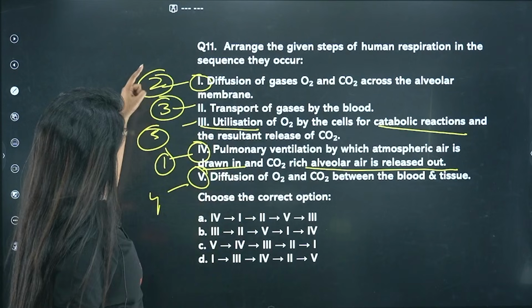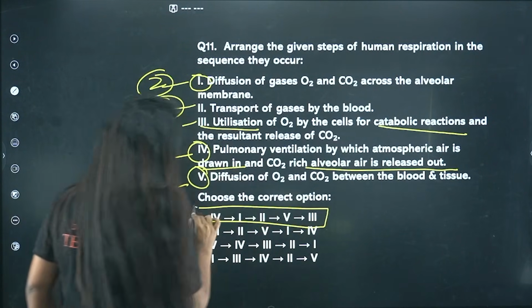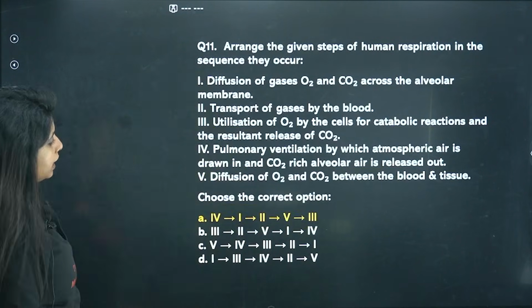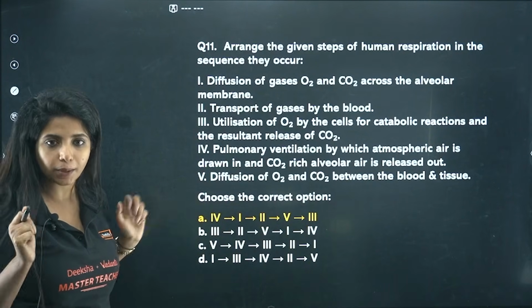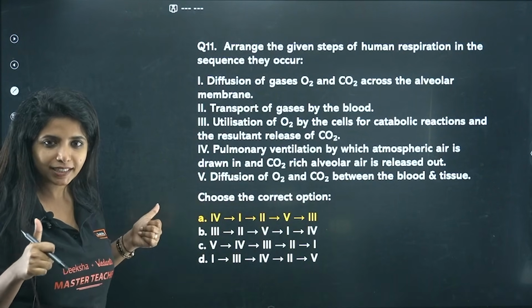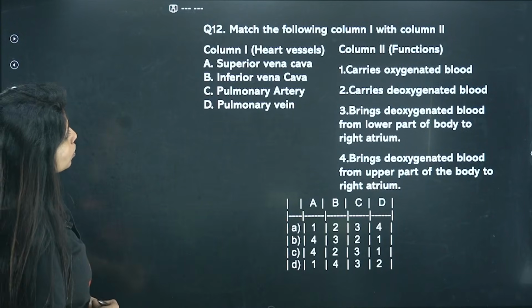Let's see. So the first one is the fourth option, and you just have one option like that, which is why your answer is going to be like this. Go through this once more. If at all you want to pause the video right now, you can pause it. Done. Okay. Next one. Match the following column 1 with column 2.